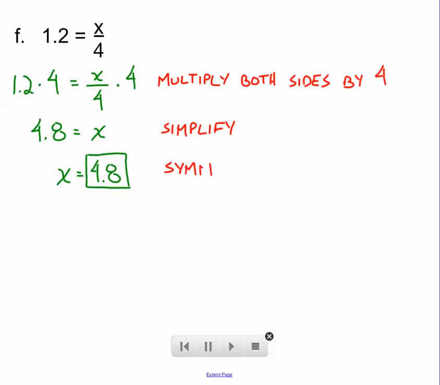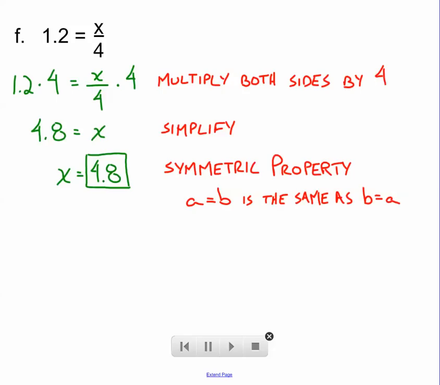Both of these equations are the same thing. That's called the rule of symmetry, or the symmetric property. We should also use inspection to check our answers. 4.8 divided by 4, is that about 1.2? Yeah, it is. It's exactly 1.2. There's the rule of symmetry shown with some variables: A equals B is the same as B equals A.